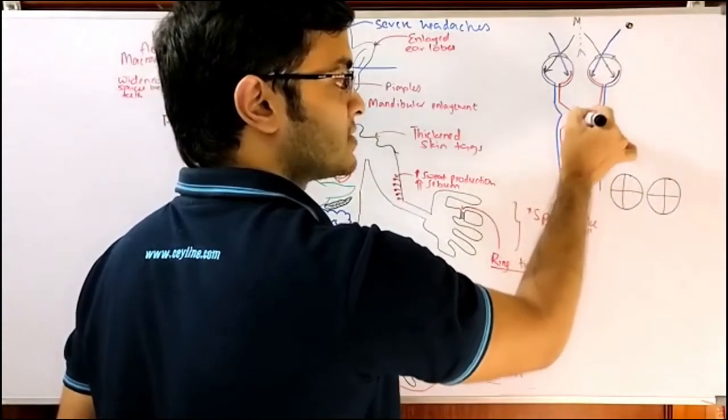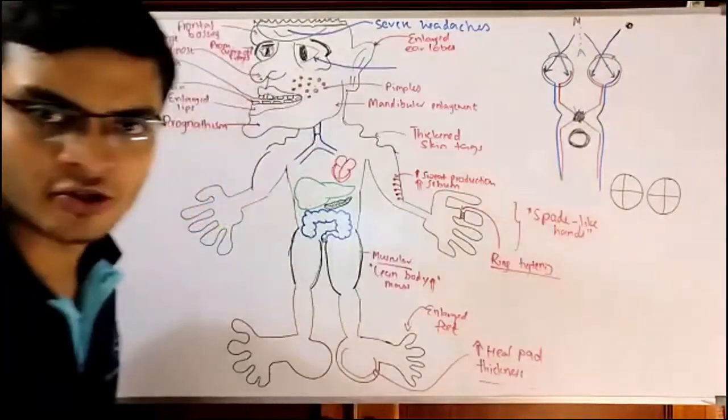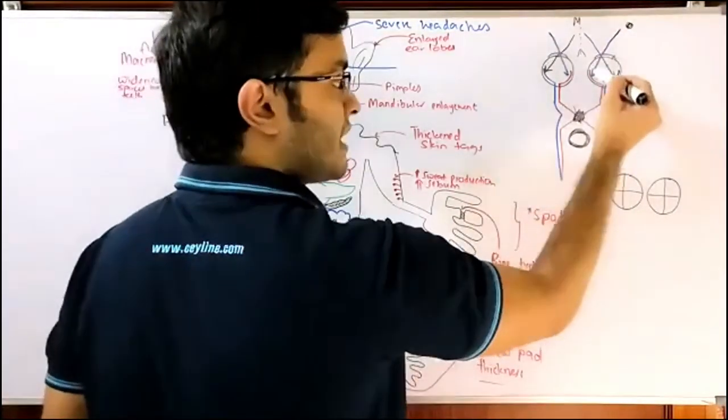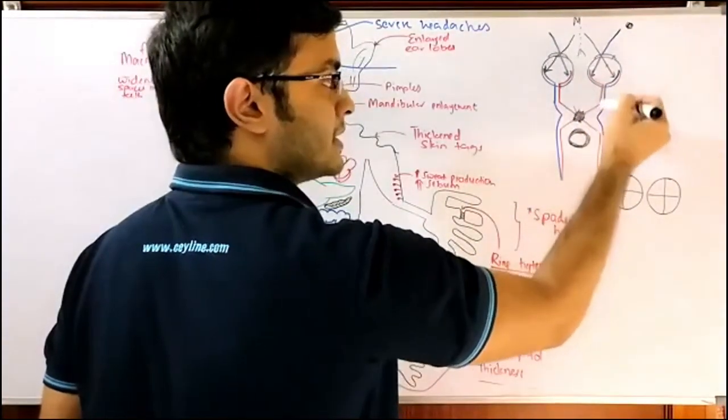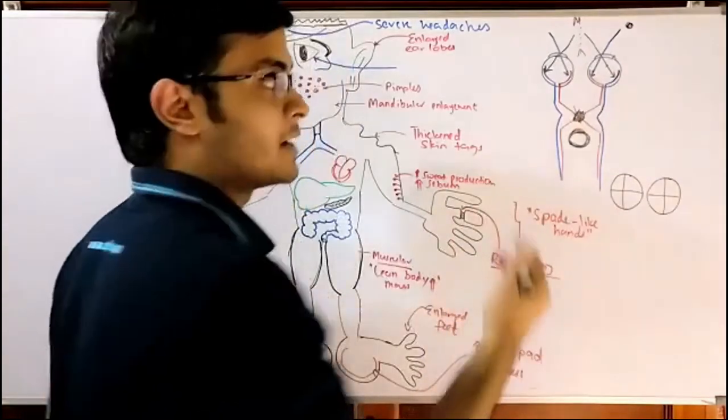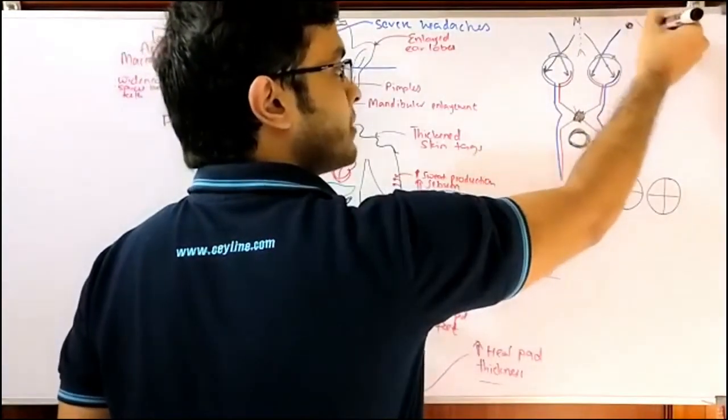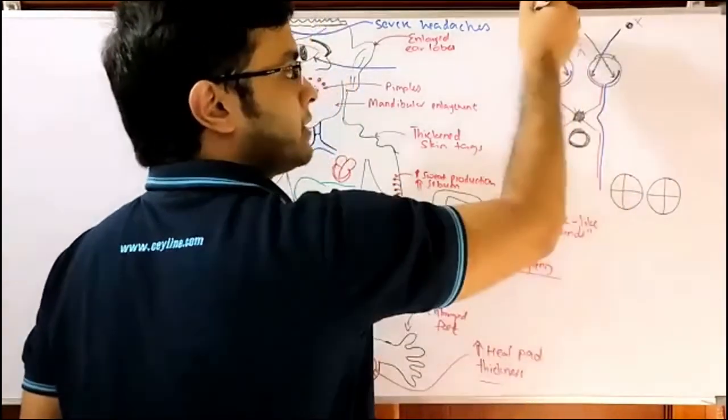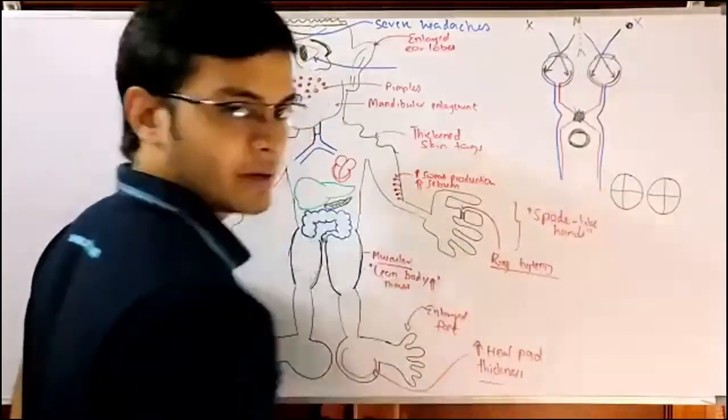The optic chiasm is destroyed. So as you can see, these red fibers are not going to bring in the signal to the brain. Light coming from here won't come into the brain. Light from here won't come into the brain.